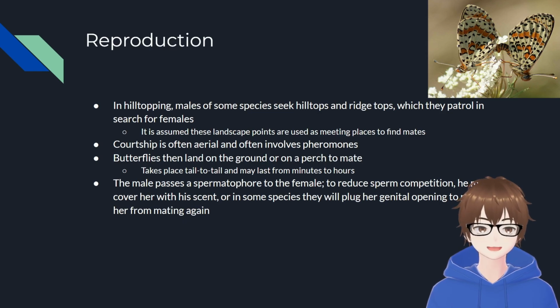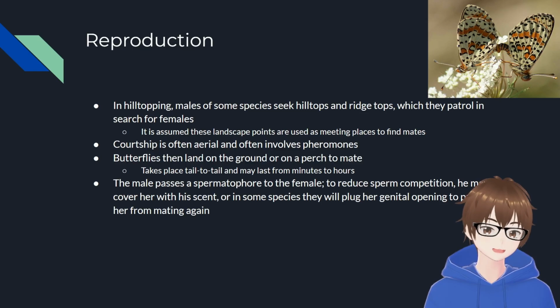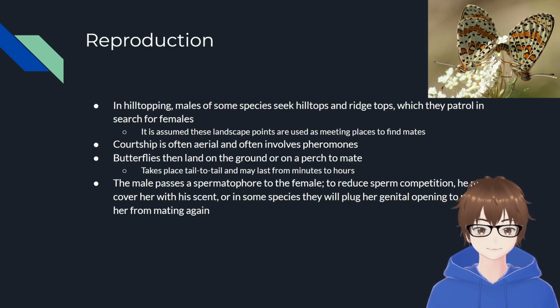So, reproduction of butterflies. There's a term for how some do it called hilltopping, where males of some species will seek hilltops, ridges, or high tops, where they'll patrol in search for females. All butterflies will do some sort of this where they'll patrol an area in search of females, usually tall areas. It is assumed these landscape points are used as meeting spots to find mates.